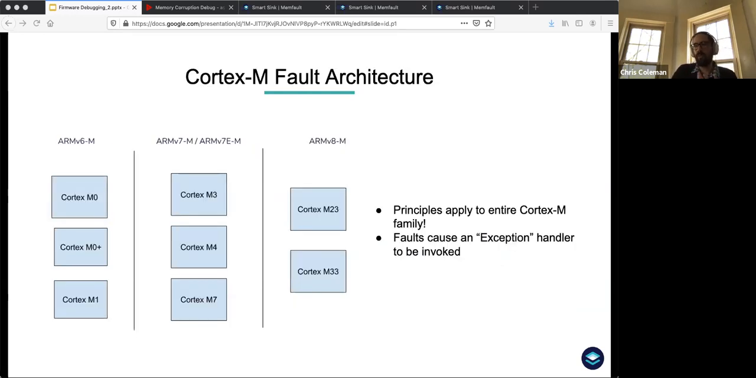Once we have the debugger, the next piece that we need to look at is how does the Cortex-M architecture work and what is in place. And the cool thing about what we're going to talk about today is the general principles for fault handling on Cortex-Ms apply to the entire family. And so regardless of what vendor or what MCU you're using, the fundamentals that we're going to explore today are going to apply for all of them.